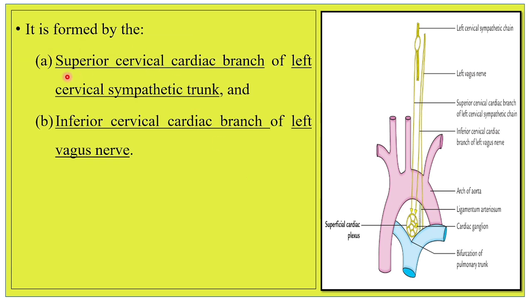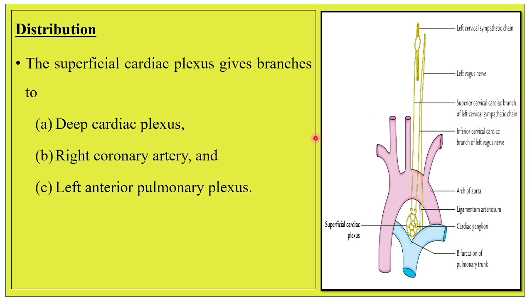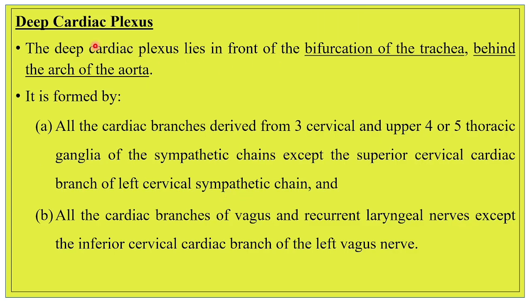It is formed by the superior cervical cardiac branch of the left cervical sympathetic trunk and the inferior cervical cardiac branch of the left vagus nerve. So it is formed by the inferior cervical cardiac branch of the left vagus nerve and the superior cervical cardiac branch of the left cervical sympathetic chain. As for distribution, the superficial cardiac plexus gives branches to the deep cardiac plexus, the right coronary artery, and the left anterior pulmonary plexus. And next is the deep cardiac plexus.